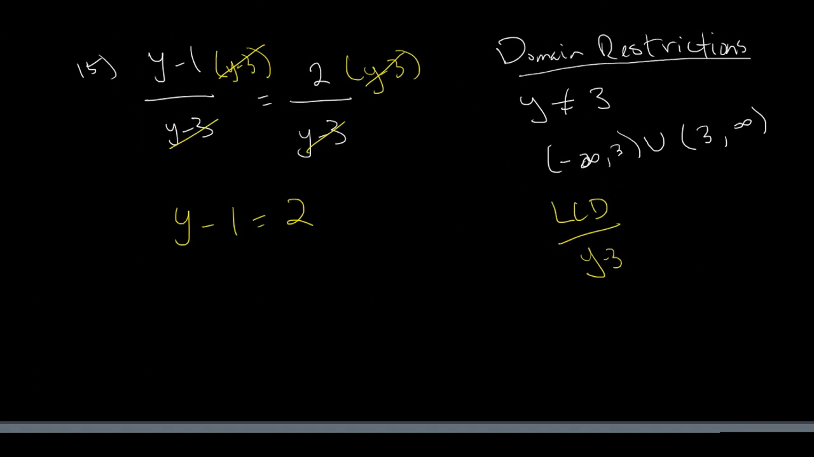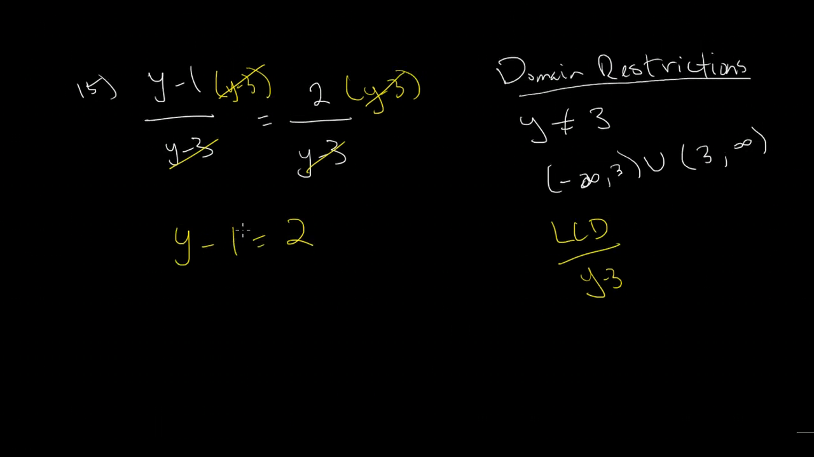Basically, what principle do I use to get y by itself? I can just use the addition principle. To get the y by itself, I will add 1 to both sides. And that negative 1 cancels with 1, and then y is equal to 3.